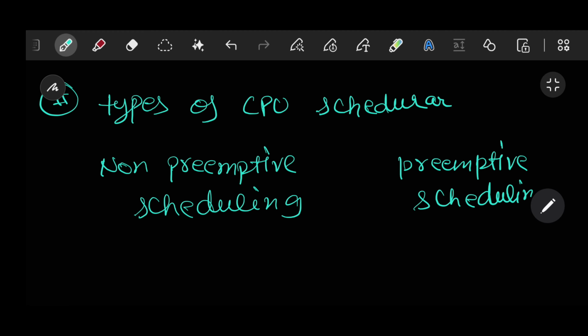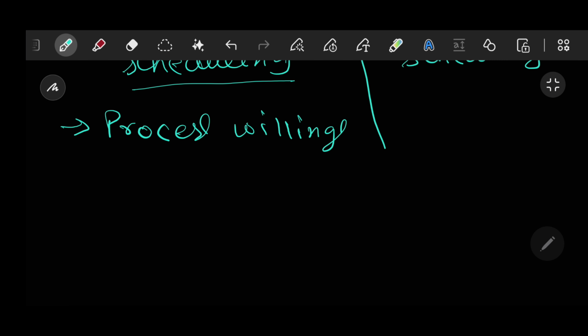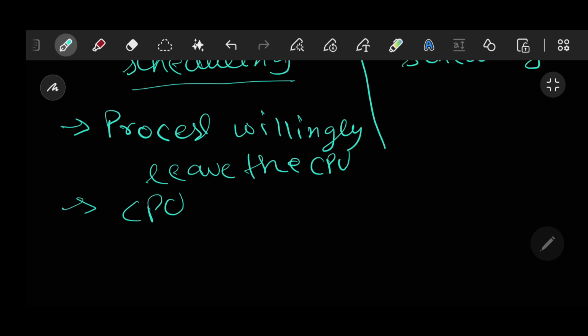To differentiate between these two types of CPU scheduler: in non-preemptive scheduling, the process willingly leaves the CPU, and the CPU cannot be forcefully snatched away from the running process. Basically, if P1 is running, it will first complete, and then P2 will get the CPU.